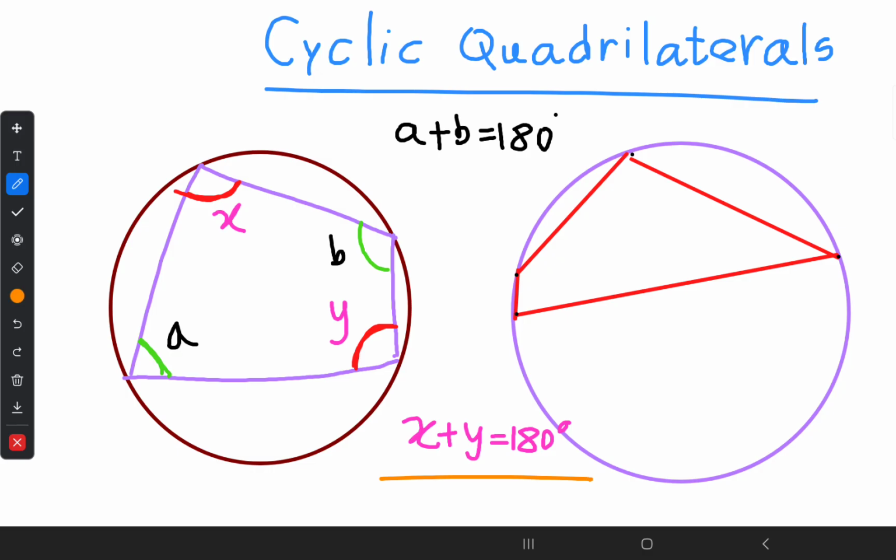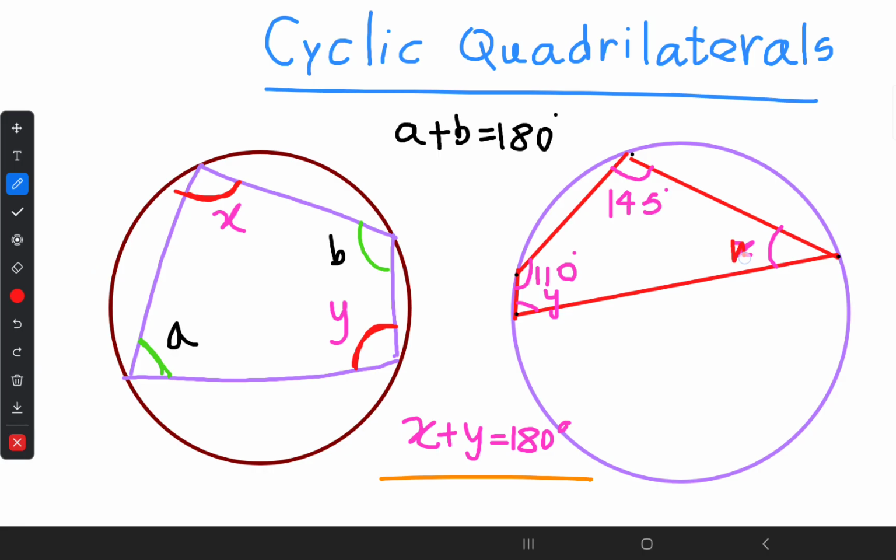Then here, I'll give you a question. Let's try it. Here, this is indicated as 110 degrees. This one is x. And here I'll indicate this one as 145 degrees. This one is my y.